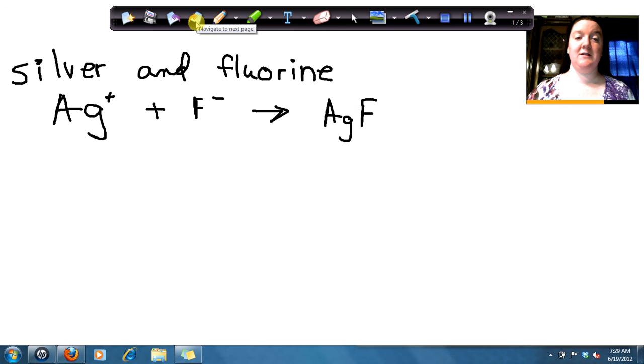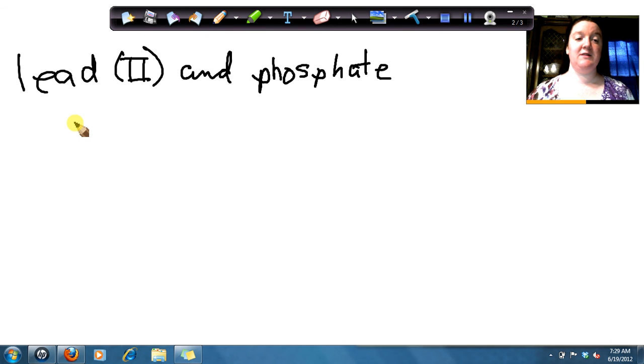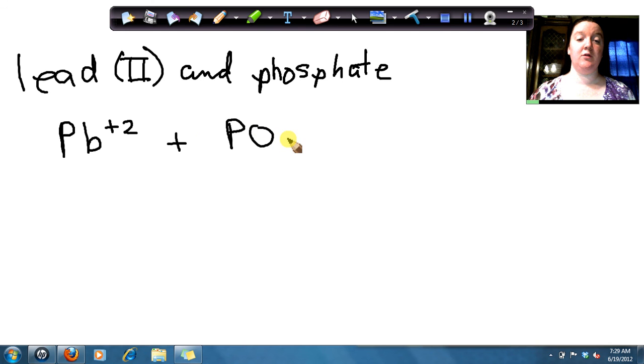So look at another example. Here we're taking lead II phosphate. We're dealing with lead. Again, it's one of those elements in the middle of the periodic chart, and you don't always know what its charge is. But here it tells you that its charge is 2. So the symbol for lead is Pb, and we know that it has a +2 charge. And we're putting that together with phosphate, which is PO4 -3.